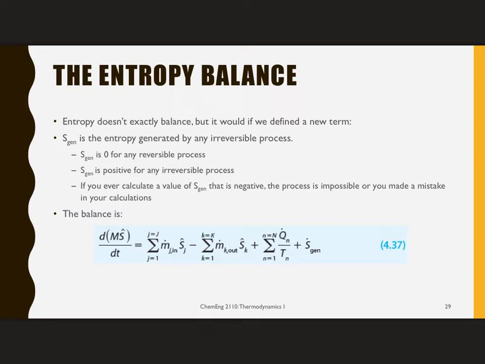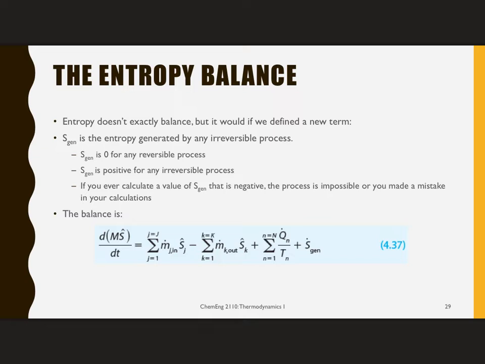When you have a reversible process, Sgen is going to be zero, and it's going to be positive for any irreversible process. If ever you do a calculation that finds Sgen is negative, you've either made a mistake in your calculations or the process was impossible. So now, if we write our second law with this Sgen, we get a balance equation. In our textbook, it's 4.37.